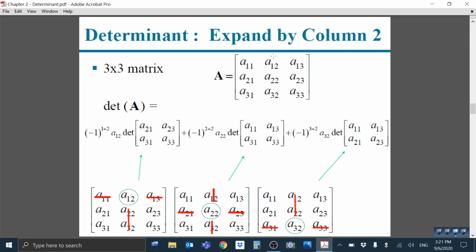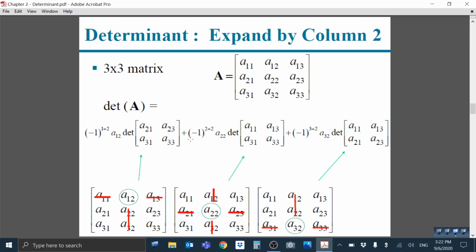So we start with the entry A12. So I have negative 1 to the power 1 plus 2 times A12 times the determinant of a matrix that I get by eliminating column 2 and row 1. So I have A21, A23, and then the second row A31, A33. Nice, it's here.